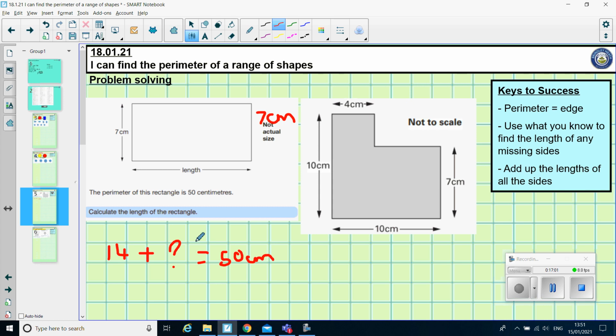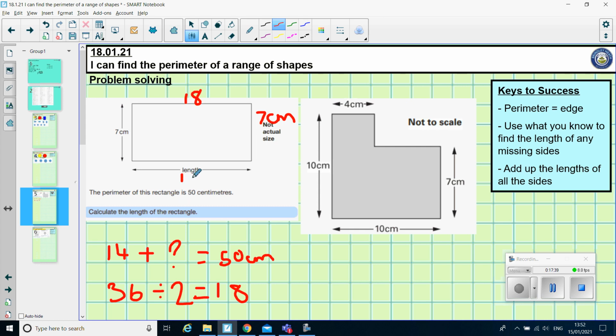Well, if I work backwards then, if I take that 14 off from my 50, I've got 36. So whatever these two lengths are here, they add up to 36 in total. But I've got two sides to add up to 36, so I've got to do 36 divided by 2. And if I do 36 divided by 2, or half of 36, the answer to that is 18. So I'm just writing that in there. So I think each side must equal 18.